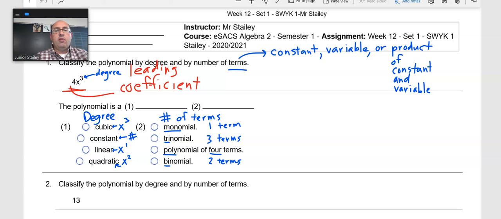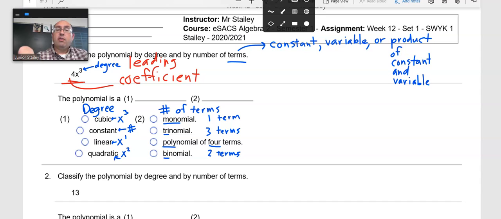Got some notes for you on polynomials. You've already studied several polynomials so far, believe it or not. The most basic one is a constant function, or a constant, I should say. Then there's a linear, then there's a quadratic. So you've already studied some of these already.